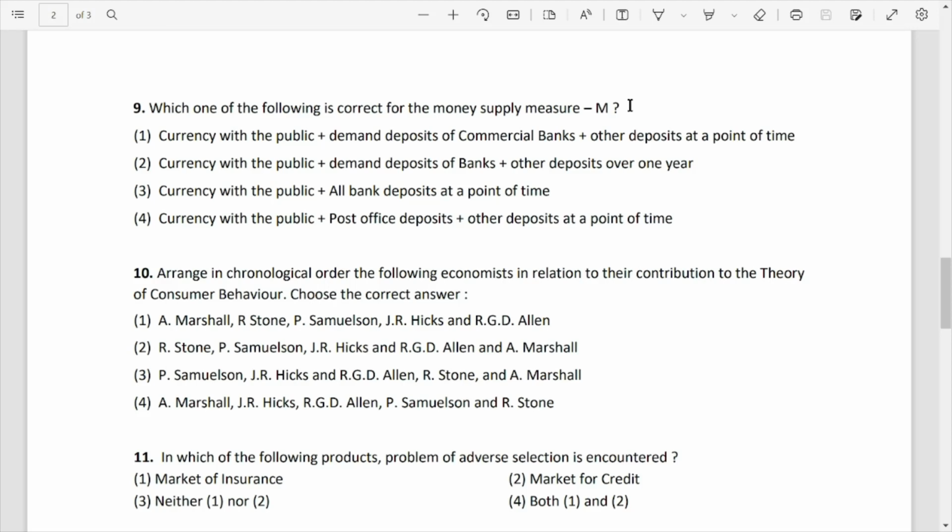Now, next one is in which of the following products the problem of adverse selection is encountered? Now, what is this adverse selection? Adverse selection means when one party is having less information than the other. This type of problem occurs when the producer is having more information than the buyer, or you can say the seller is having more information than the buyer. So exploitation may be there on that basis. So this kind of problem occurs.